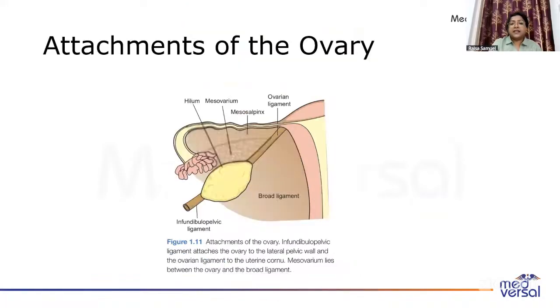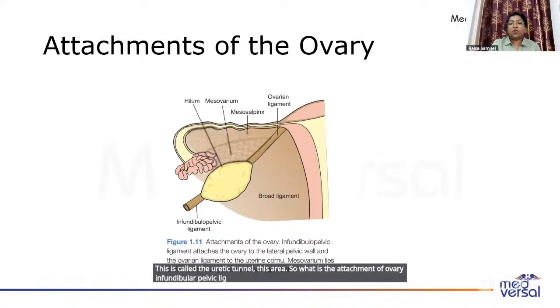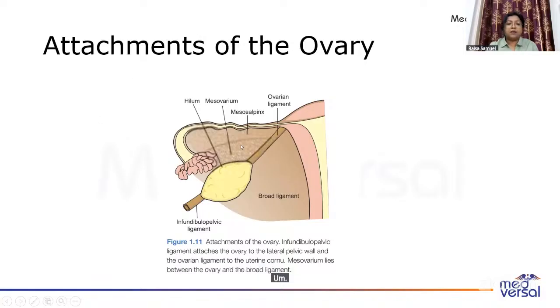So what is the attachment of the ovary? The infundibulopelvic ligament attaches the ovary to the lateral pelvic wall and the ovarian ligament to the uterine cornua. Meso-ovarian lies between the ovary and the broad ligament. In this area, there is a flimsy layer seen between the tube and the ovary. That is called the meso-ovarian ligament.